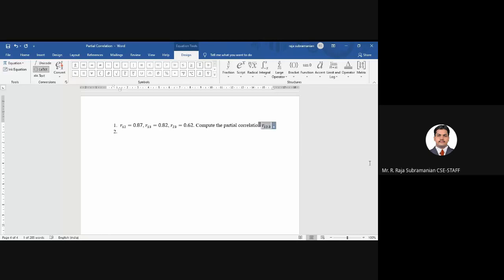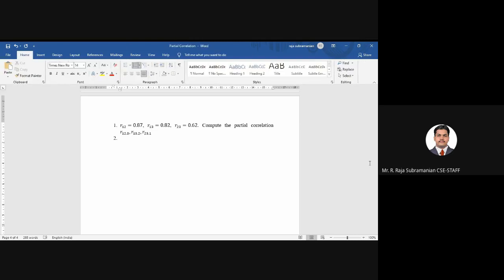If it were a single question, I would not ask all. Since it is like an assignment kind, I'm asking all at the time, right? So R12.3, R23.1, R13.2. And according to us, each one should be solved in less than 1.5 minutes. It should be completed. So let me see.